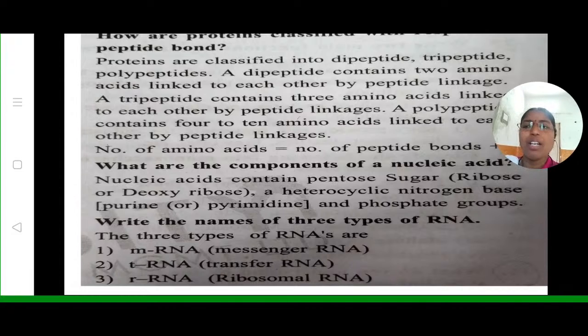Again, I repeat. Write the names of the 3 types of RNA. The 3 types of RNAs are mRNA, that is messenger RNA, tRNA, that is transfer RNA, and rRNA, that is ribosomal RNA. This is the question.